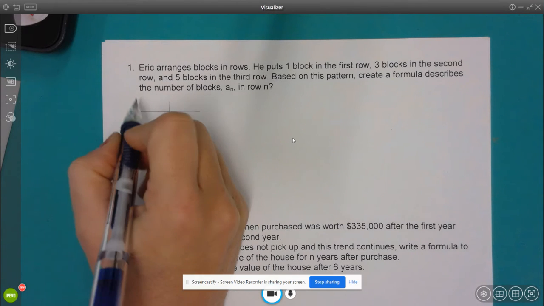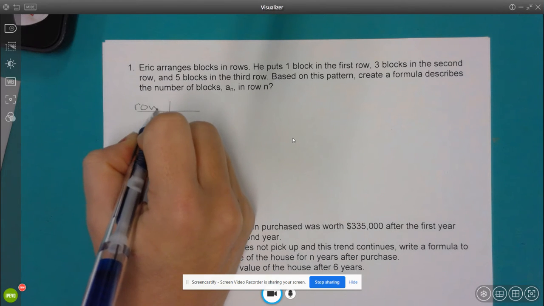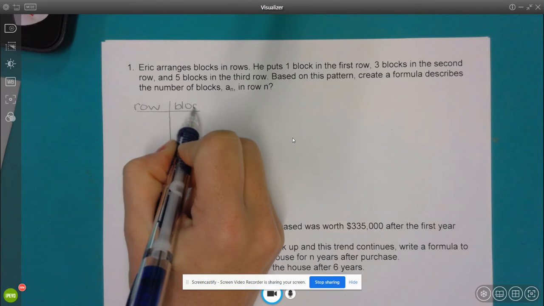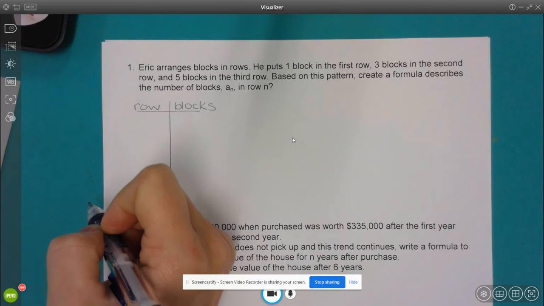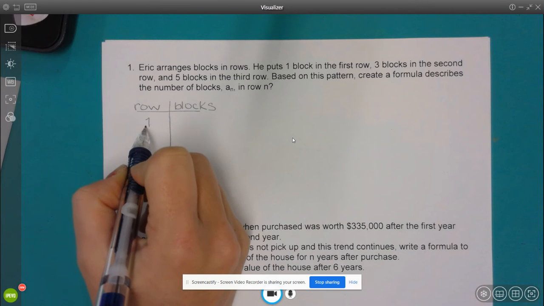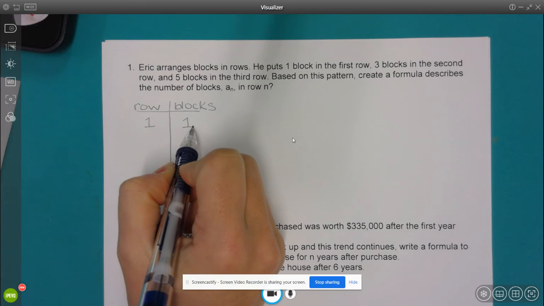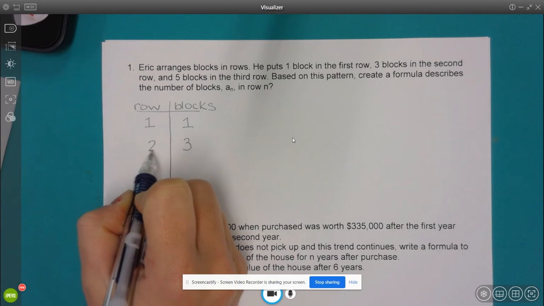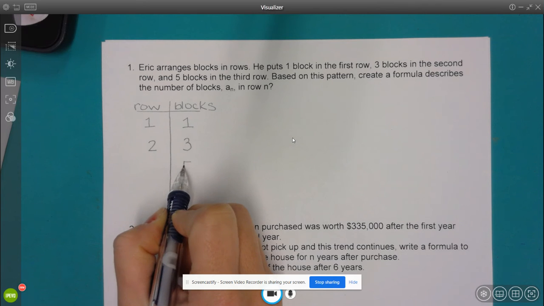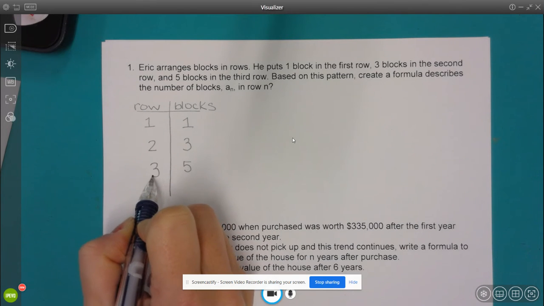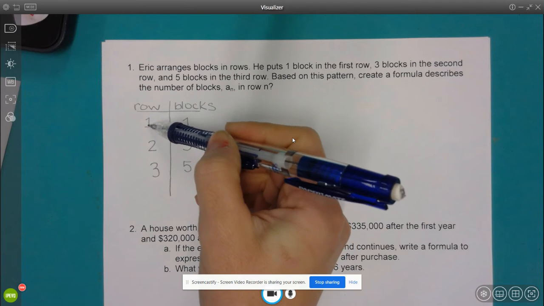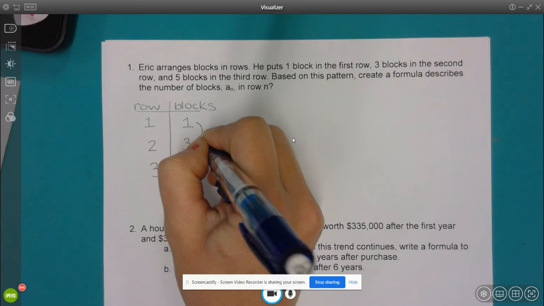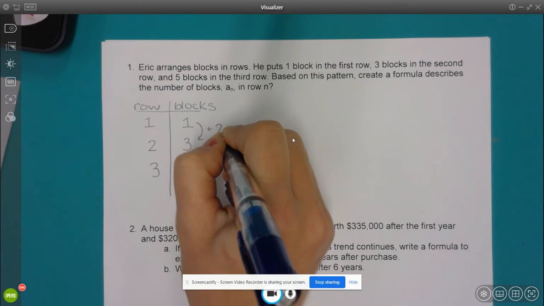And I'm going to put the row as the input, because the row that we're on is going to help us determine the blocks that are in that row. So for row number 1, he had 1 block. He put 3 blocks in the second row and 5 blocks in the third row. So every time I go up 1 row, I've gone up 2 blocks.